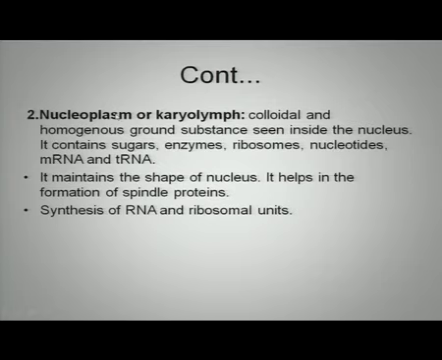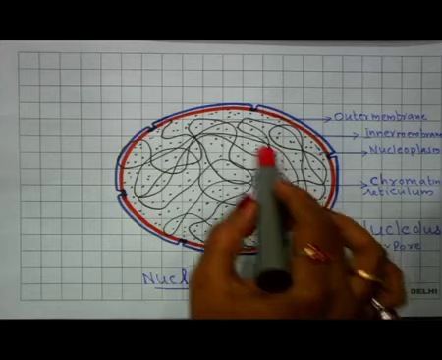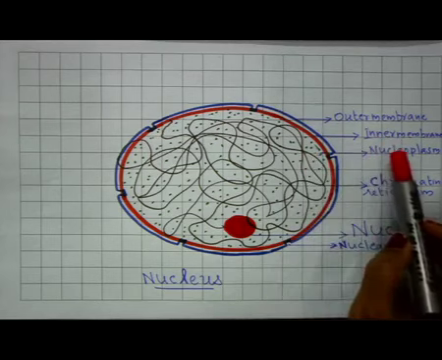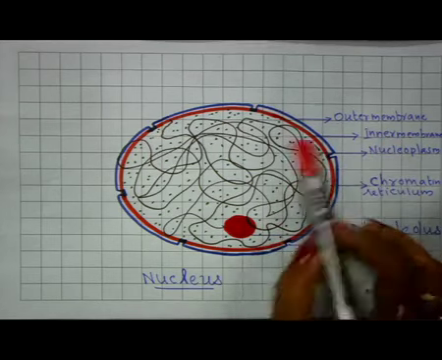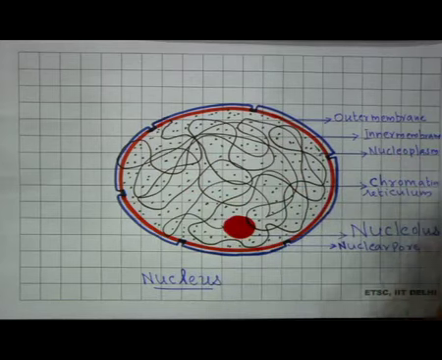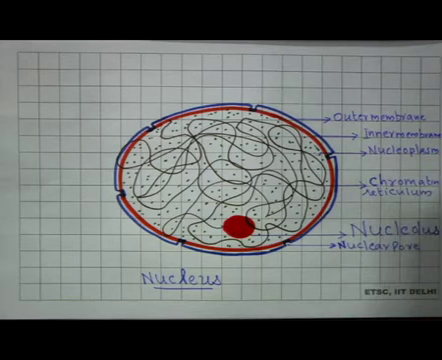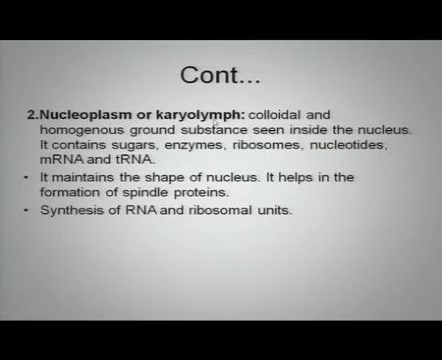The second component, that is nucleoplasm. Here in this diagram also you can see the dotted portion. See, these dots indicate the fluid matrix seen inside the nucleus, which is known as nucleoplasm or karyolymph. Lymph means fluid, karyon means nucleus. So, we can say karyolymph, the fluid content present inside the nucleus. It is colloidal in nature and it is a homogeneous ground substance.